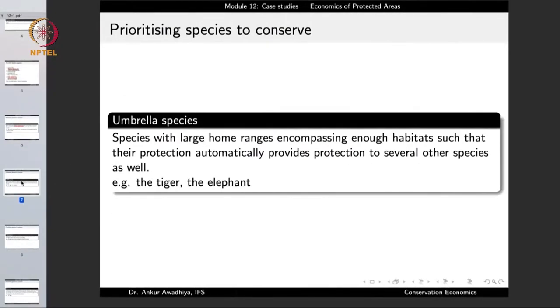Other species are known as umbrella species. These are species with large home ranges. These species have such large home range requirements that if you make it a point to conserve them, all the other species in the large home range will automatically get conserved. Here we have species such as the elephant, or again the tiger.